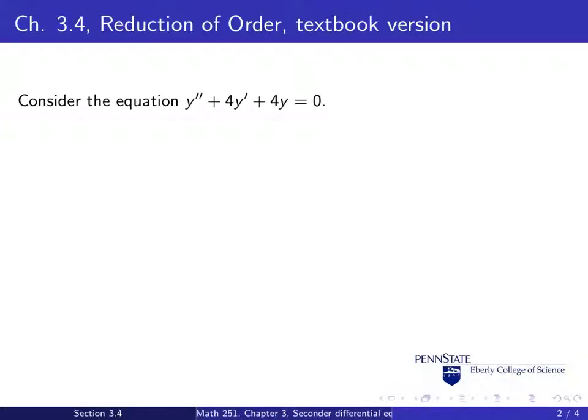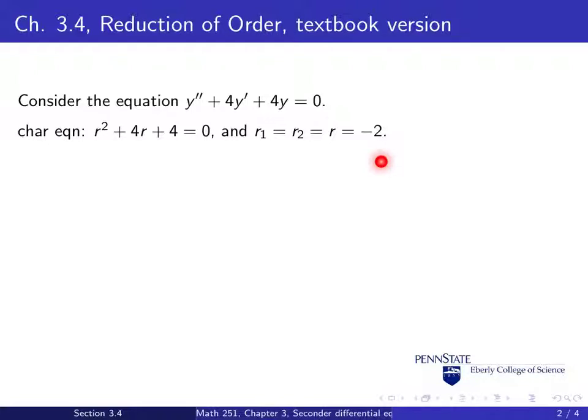The example I chose to go through is the simple constant coefficient homogeneous second order equation. As you see, it's y double prime plus 4y prime plus 4y equals 0. So I chose some nice numbers. If we write out the characteristic equation, I have a perfect square. r1 equals r2, which is -2, so I have repeated roots.